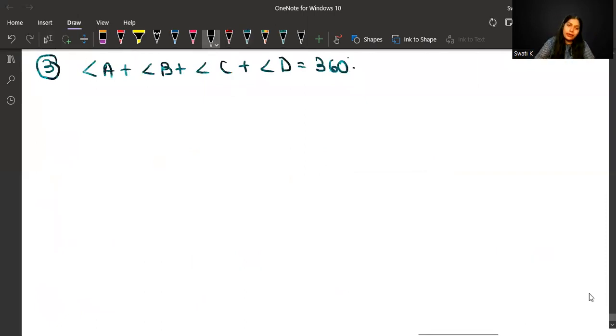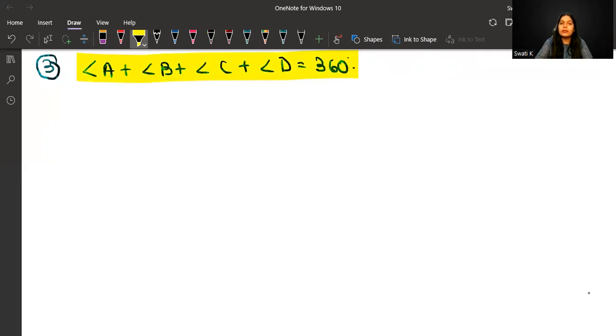Now let us come to the very important thing, which you can see right here: why is the sum of the four angles of a quadrilateral 360 degrees only and not any other angle? So let us understand that.